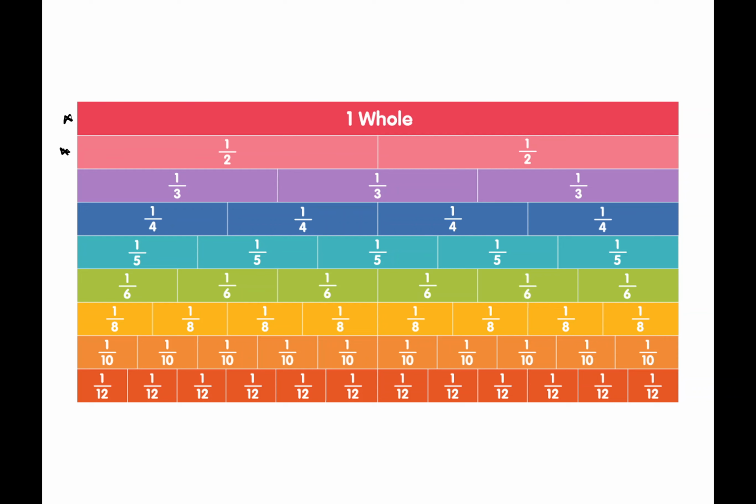We see that this rectangle is the same size as 2 of these rectangles. And as we continue down, this is broken into 3 parts. We know that if we have 3 of these, we're going to have the same as 1 whole. And the pattern continues on all the way up to 12. We have 12 pieces. Each of them represents 1/12. So if we have 12 of them, we have 1 whole.